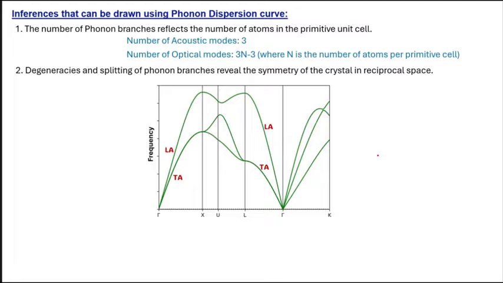Now degeneracy of phonon branches occurs when 2 or more phonon modes have the same frequency at a given point in the Brillouin zone.